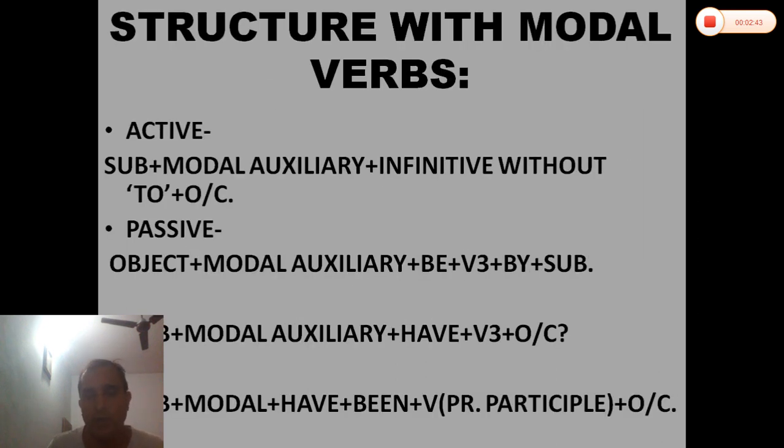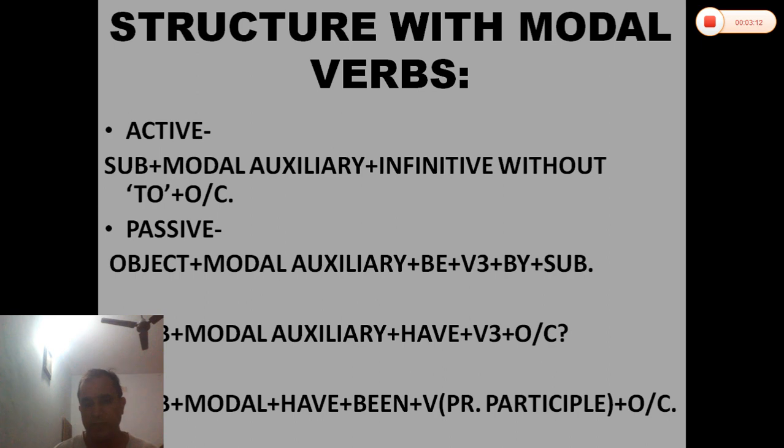Structure with the modal verbs. When you use modals in your sentences, you have to follow these structures. First one is active: subject plus modal auxiliary, then infinitive without to, which is also known as bare infinitive, plus object complement. In passive, we place the object first, then the modal auxiliary, then we use be plus V3 and by plus the subject. V3 stands for the third form of verb.